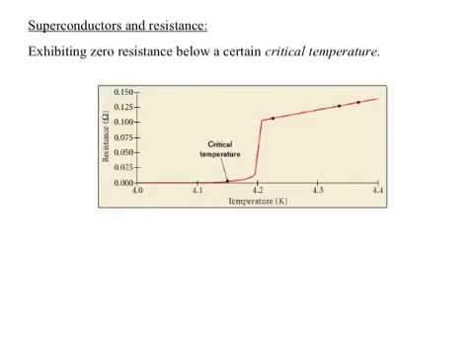Finally, the last thing we want to look at are superconductors and their resistance. And we mentioned this earlier already in another topic, but let's specifically talk about it now. And a superconductor, again, exhibits zero resistance below a critical temperature. So for example, this graph is showing us that there is constant resistance as the temperature increases. It increases at a constant rate. Right? Here's the temperature. Temperature goes up, the resistance goes up. But below a certain point, it drops dramatically.